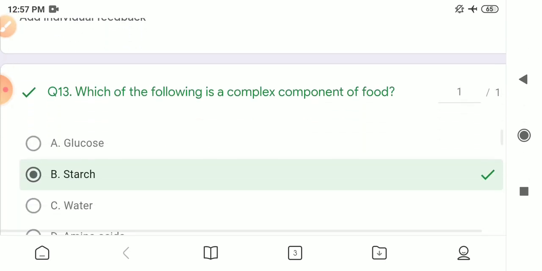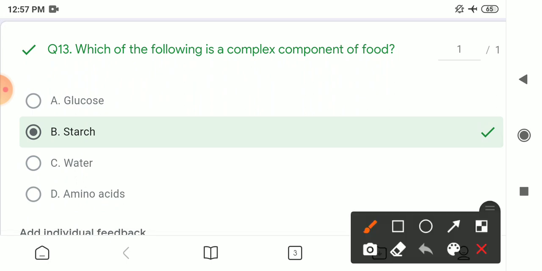Next is 13th number. Which of the following is a complex component of food? The options are glucose, starch, water or amino acid. So from all these options, starch is the complex component of food, which is further divided into simpler substances. So here your answer is option B, starch.